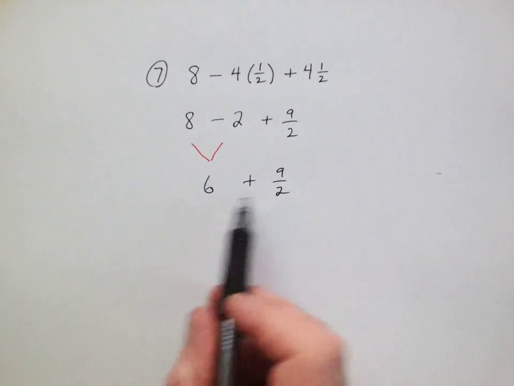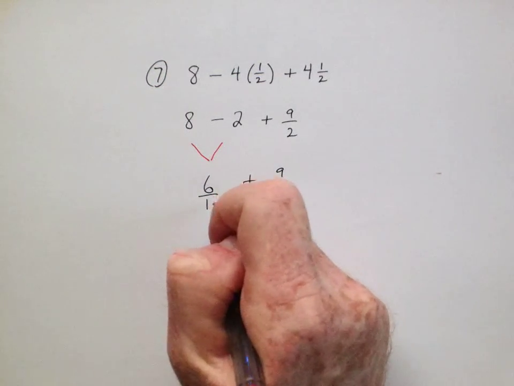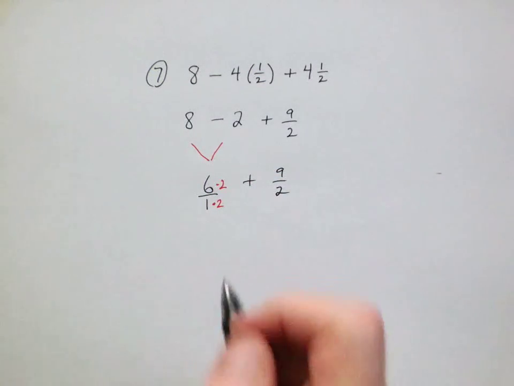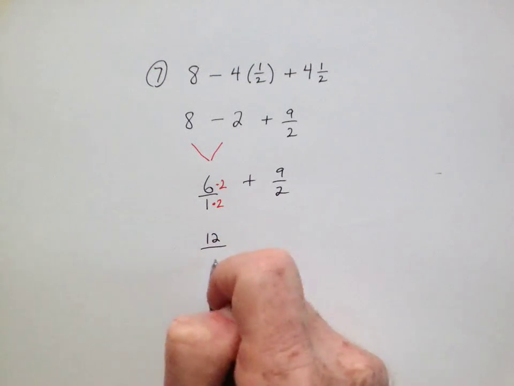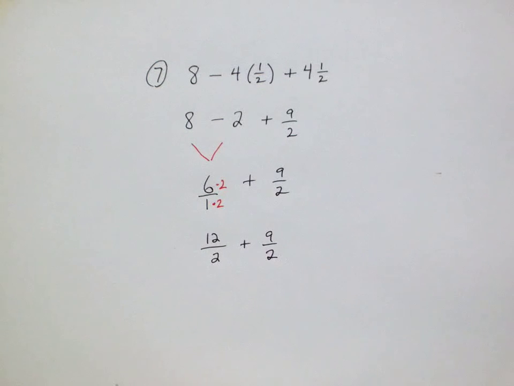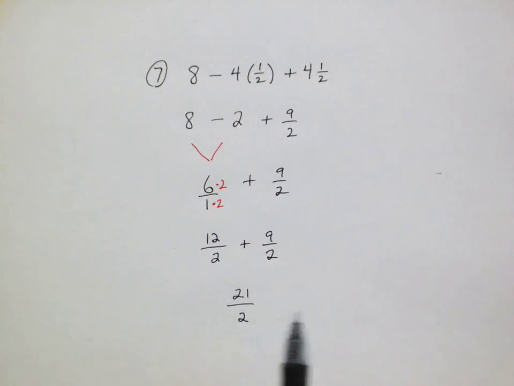And to add these two, I need to make this into a fraction first of all. Next, I need them to have the same denominator, so that's going to be a 2. So multiply this one, the top and the bottom, by 2. So the first fraction would be 12 halves plus 9 halves. Adding these together, it's 21 halves. Okay, so can it be reduced? A 2 divided into 21 will not go evenly. Once again, this is an improper fraction, so this should be a mixed number.